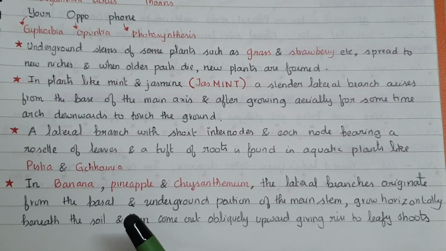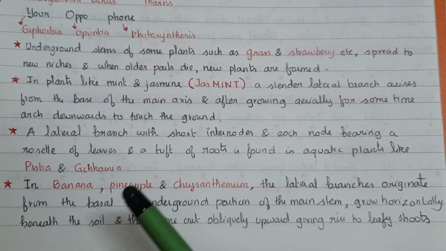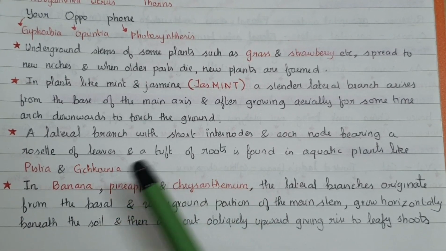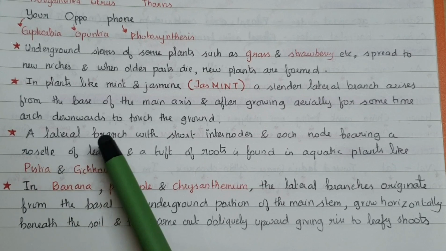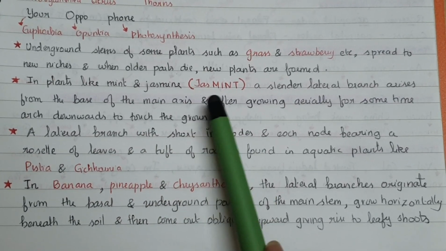So you can take the example of a king and his son. The king rules different places. He goes to different places and starts ruling them, but when he gets old and dies, his son will be the next king, just like that. Okay, the next one is in plants like mint and jasmine. That is jasmine.